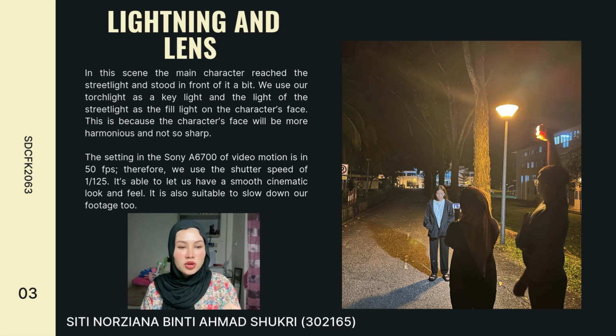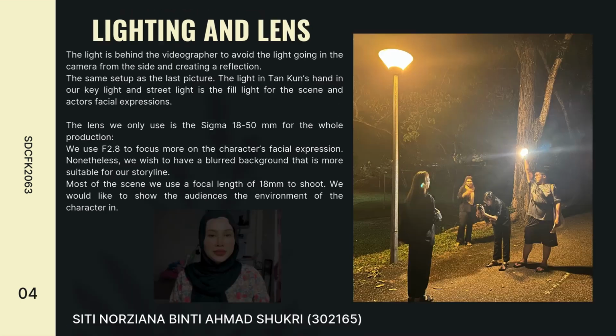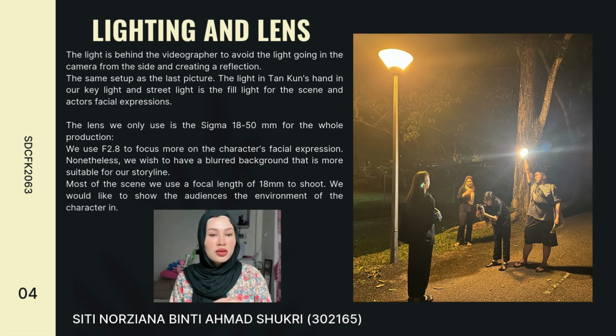The setting on the Sony A6700 for video motion is 50 fps. Therefore, we use a shutter speed of 1/100, which is able to give us a smooth cinematic look and feel. It is also suitable for slowing down our footage. The light is behind the photographer to avoid light entering the camera from the side and creating a reflection.